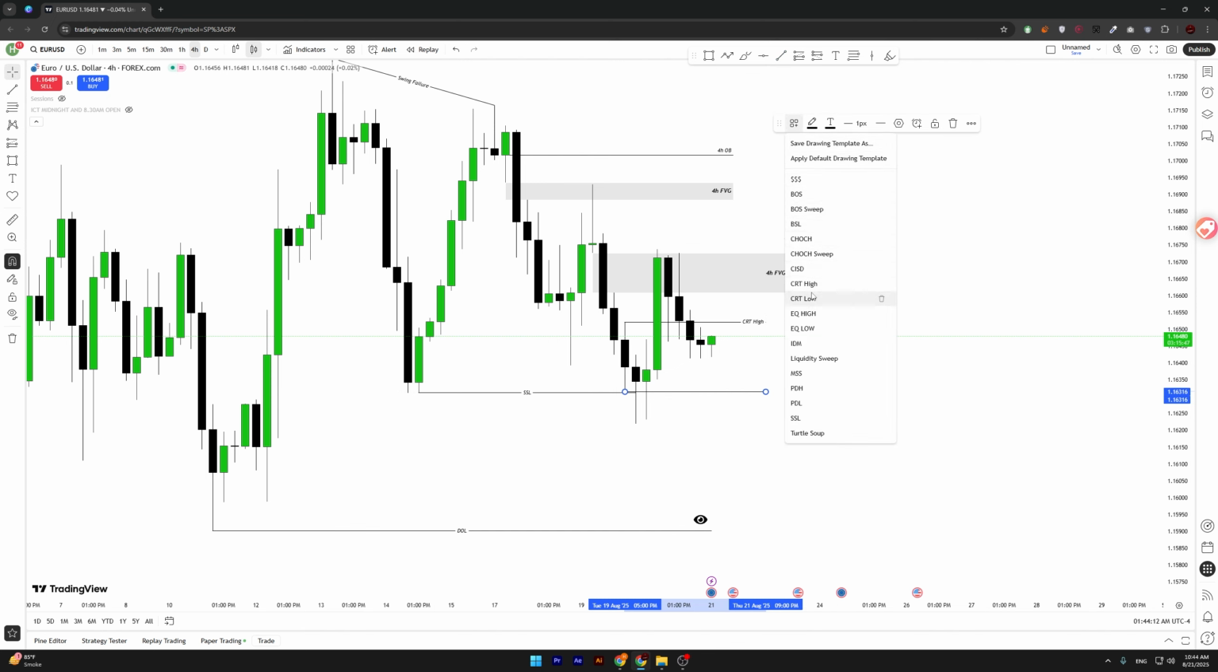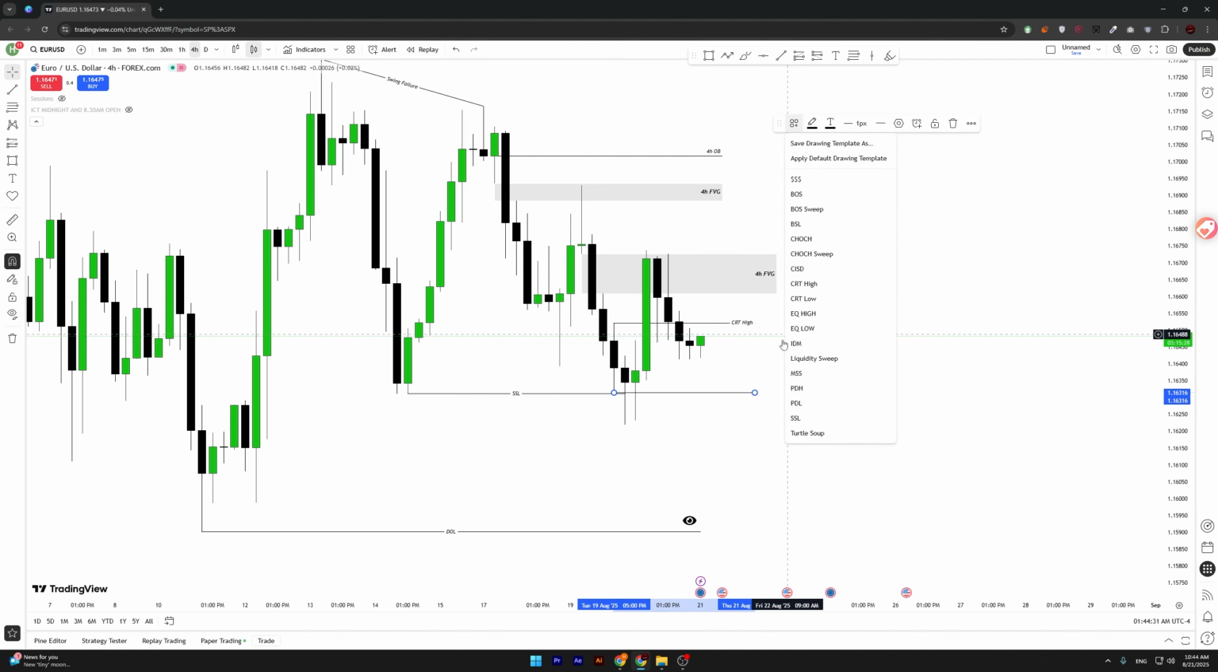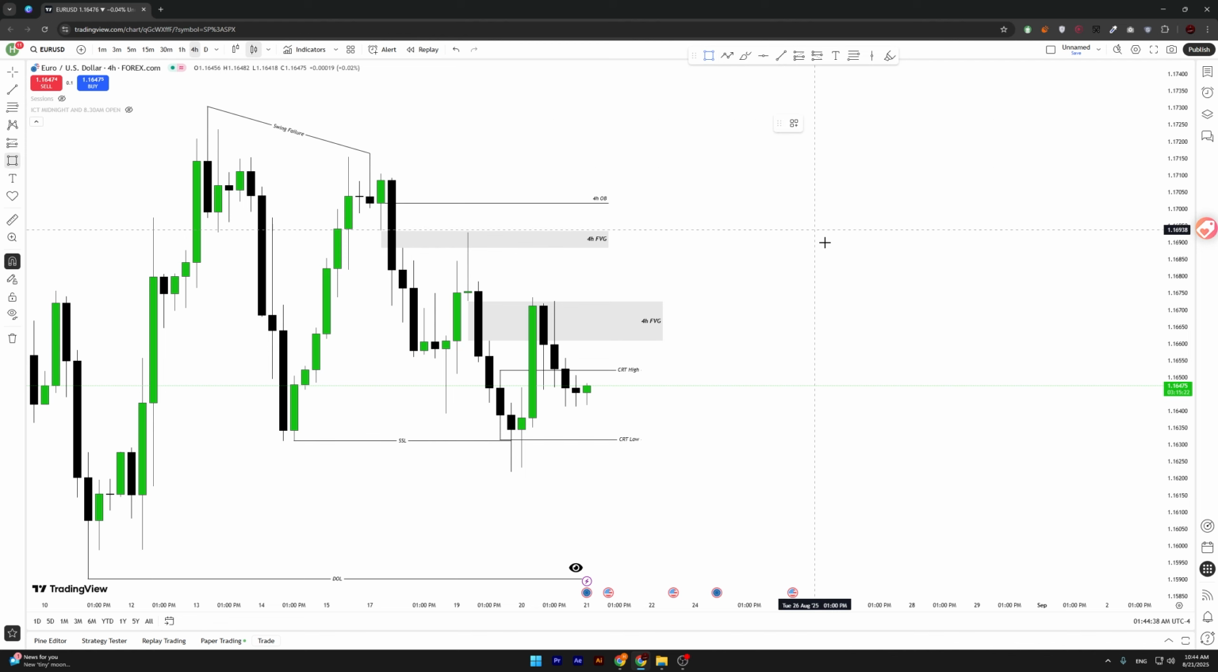I basically combine the concept of ICT and CRT. I use ICT to build my bias and then use CRT to capture the trade or build a strong bias in the lower time frame. So this is CRT low. So I will explain the CRT concept.